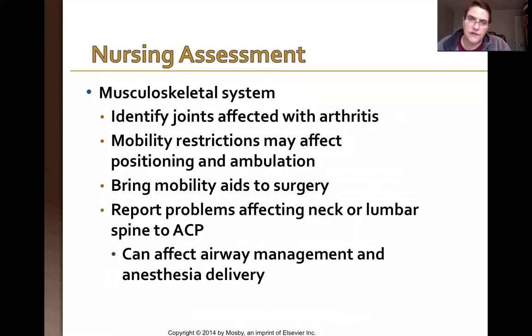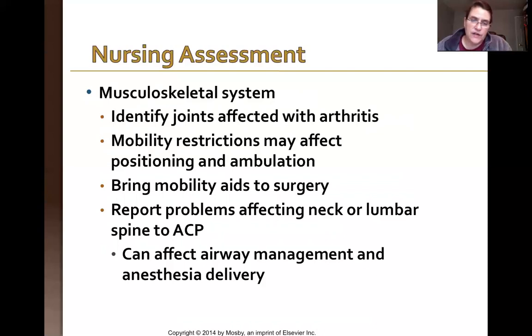Musculoskeletal areas, we need to identify any kind of joints that are affected with arthritis. Any type of mobility restrictions may affect the positioning during surgery and then ambulation after surgery, and we would go over that with our pre-op teaching as far as ambulation afterwards. This tells us that we bring mobility aids to surgery. Honestly, I have not seen that. They're talking about walkers, crutches, things like that. I have not seen that, but we'll go with what the book says.